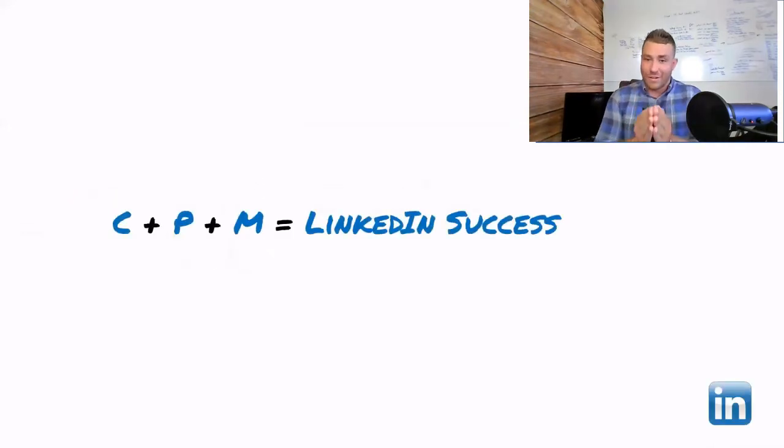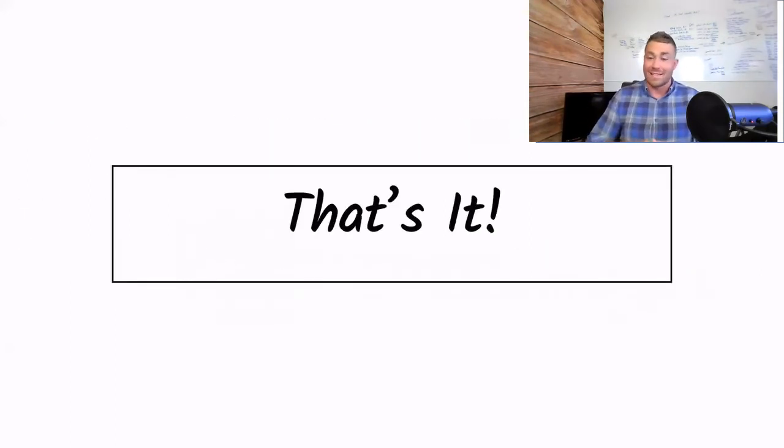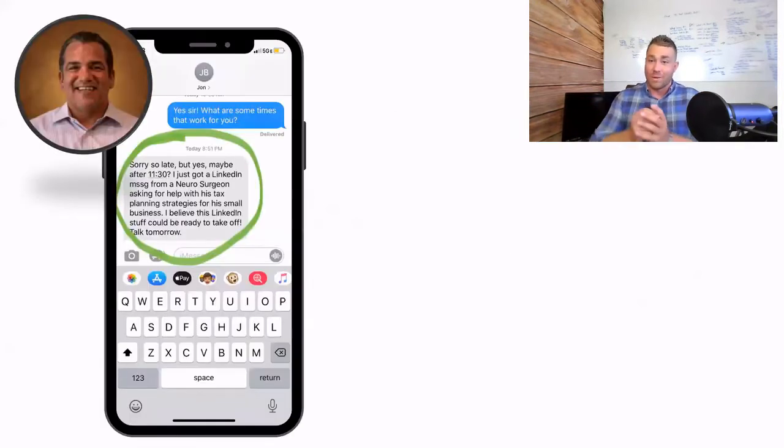So this on the screen right now is the success formula. C plus P plus M equals LinkedIn success. That's it. That simple. Okay, that's why I love LinkedIn. There's not a lot of moving parts. You can see a lot of good stuff just with this simple formula. So C stands for connections, P stands for posting, M stands for messaging. So connections plus posting plus messaging equals LinkedIn success. That's it. But you have to do it the right way. You have to be able to do it without appearing canned or spammy or salesy. And that's what we're going to get into.